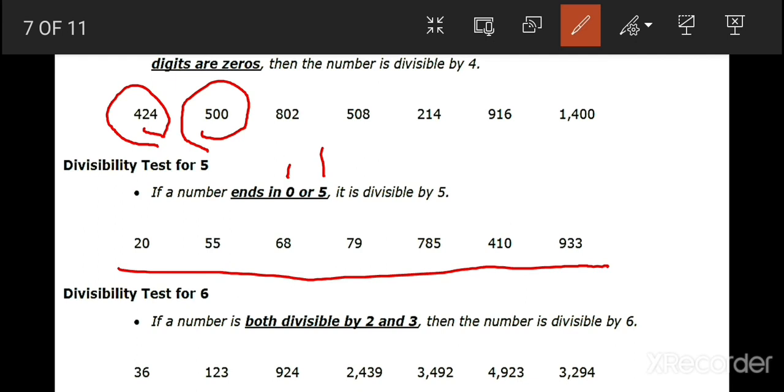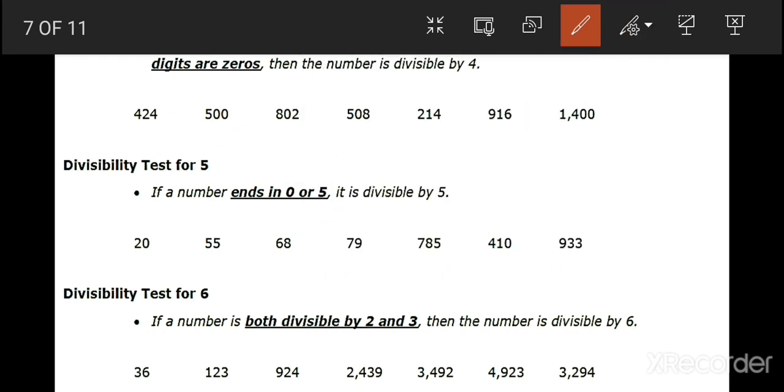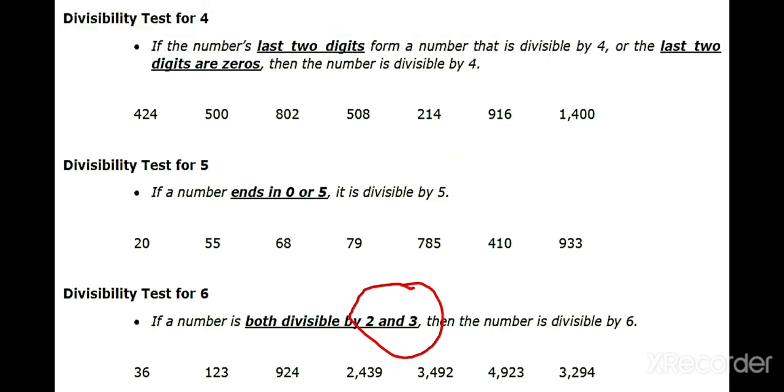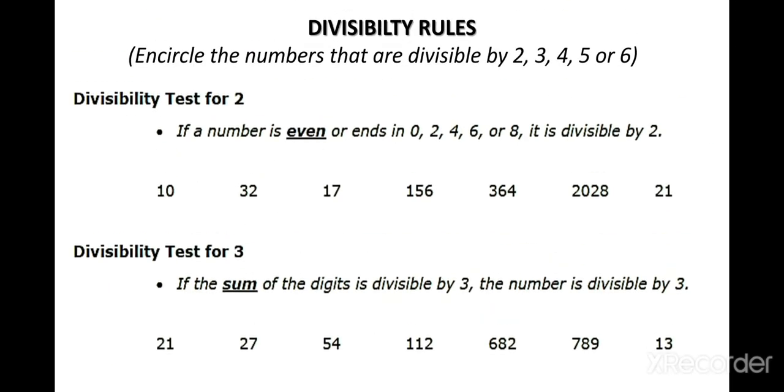Okay, that's very easy. Now, let us go with divisibility test for 6. Alright. Divisibility test for 6. If a number is both divisible by 2 and 3, then the number is divisible by 6. So the rule here is that if it is both divisible by 2 and 3, then the number is divisible by 6. Now we go back with the rule for divisibility test for 2 and 3.